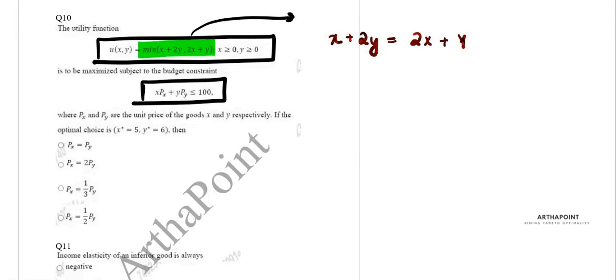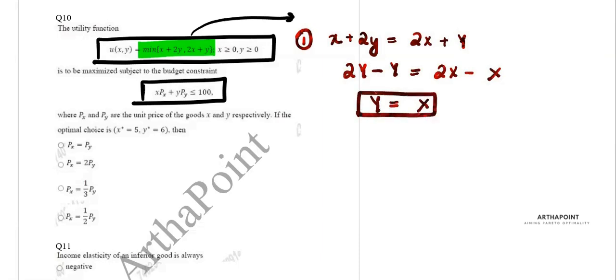Now, usually, how do we solve for these equations? First of all, step 1, you will always find the kink. To find the kink, you will always equate whatever comes inside the min function. So you will get 2y minus y is equal to 2x minus x. So you will get y is equal to x. This is the first part.